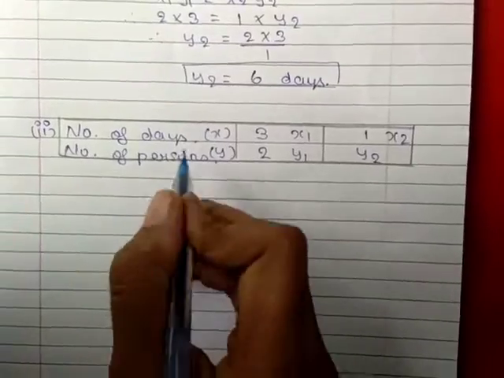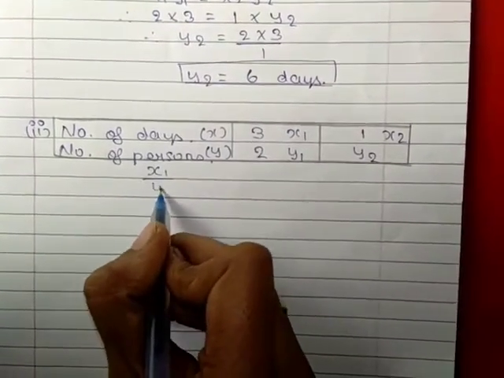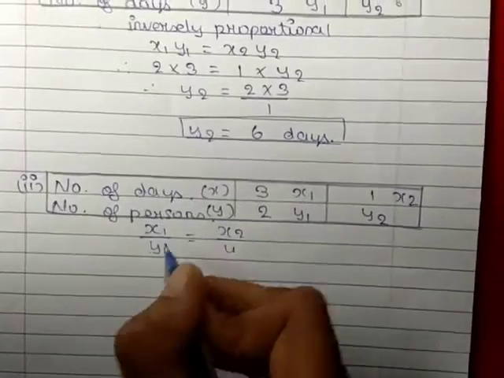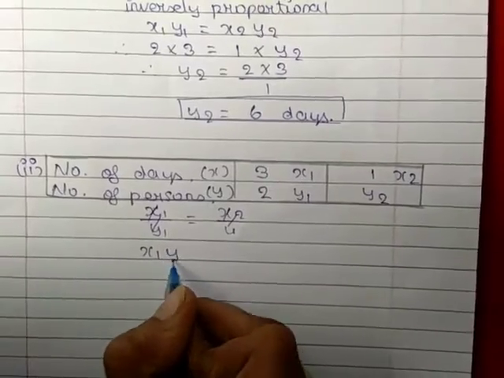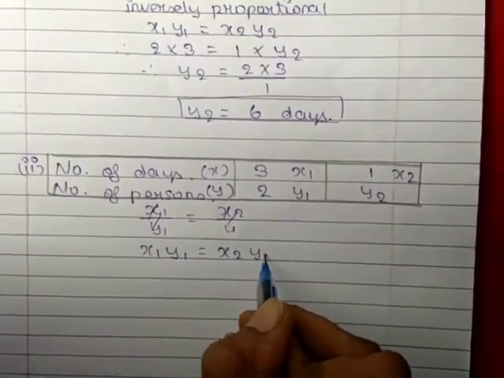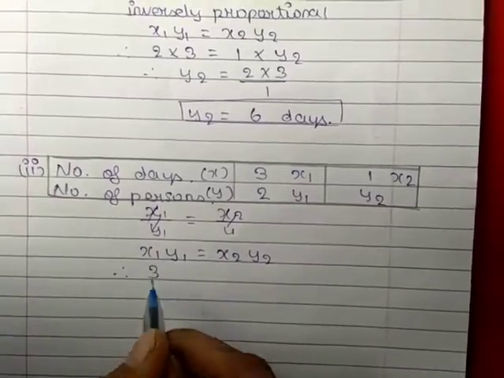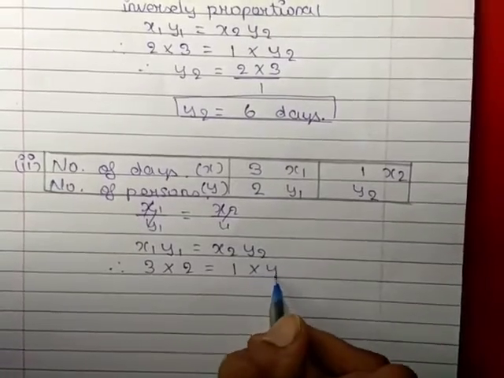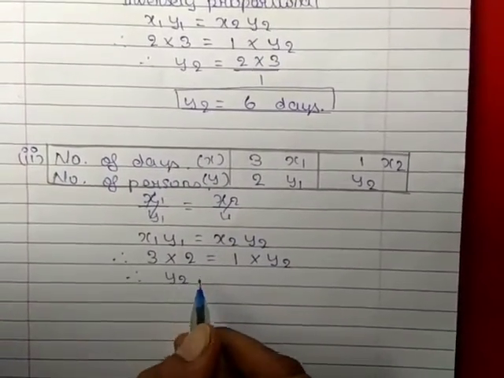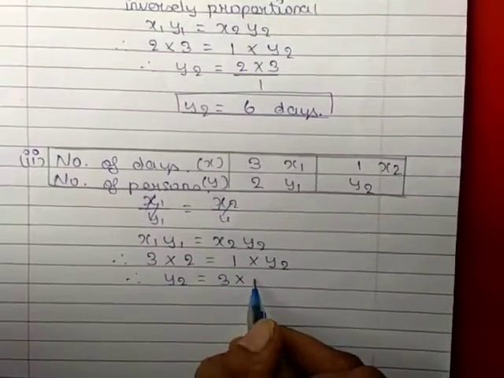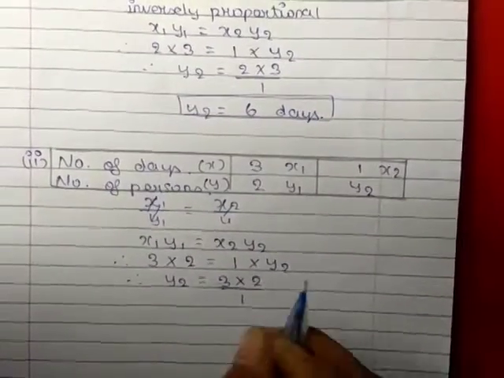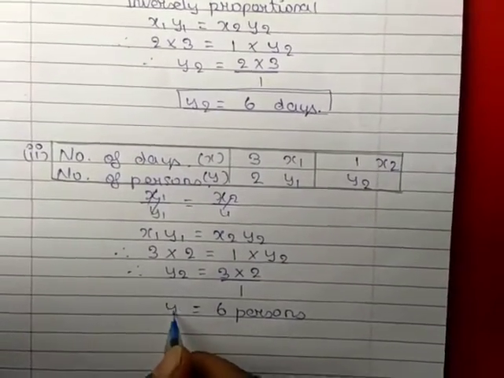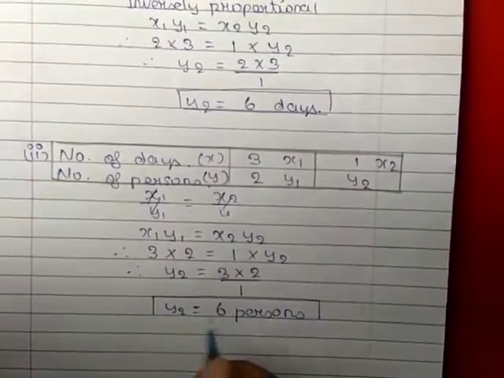So we will use the inversely proportional formula, that is x1 y1 will be equal to x2 y2. Therefore, what is x1 here? This is 3 multiplied by y1, which is 2, equal to x2, which is 1, and y2 we have to find out. Therefore, y2 will be equal to 3 multiplied by 2 divided by 1, that is equal to 6 persons. Here 6 persons will be required to fit the new windows in just one day.